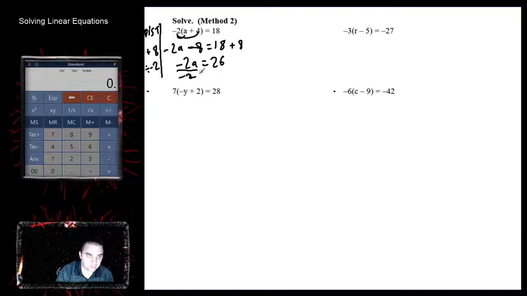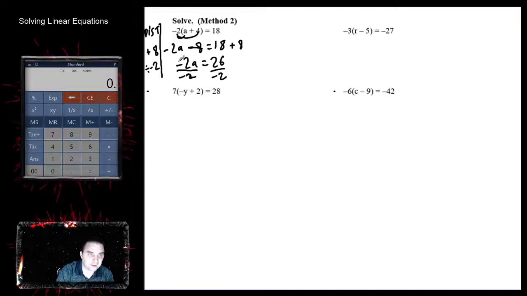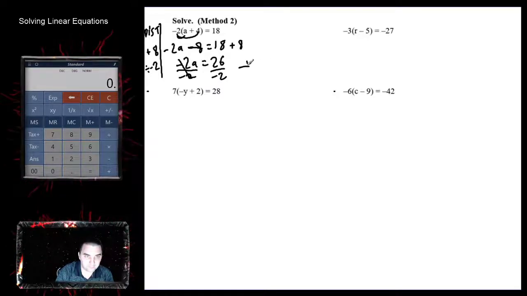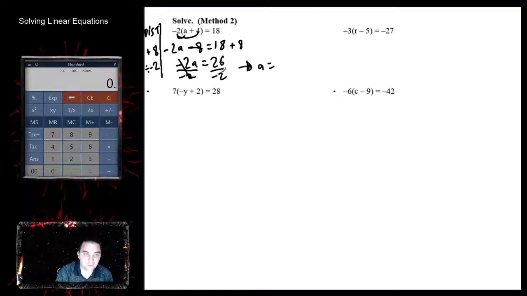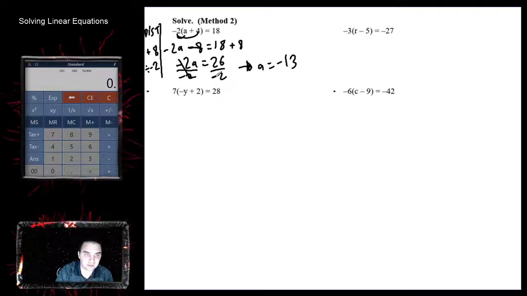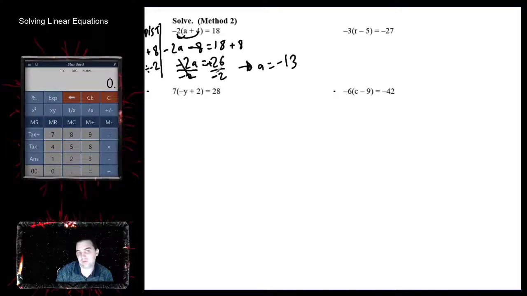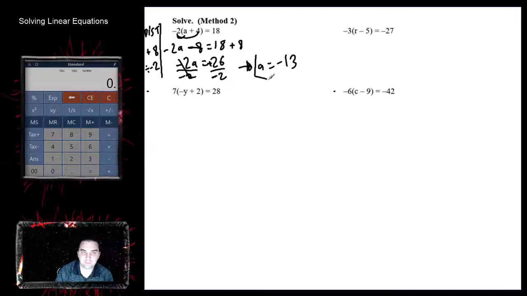That gets rid of that, and I'll write it over here. Running out of space. a is equal to minus 13, and it's minus because that's minus and that's positive. So when they're different signs, remember it has to be negative. Negative 13.